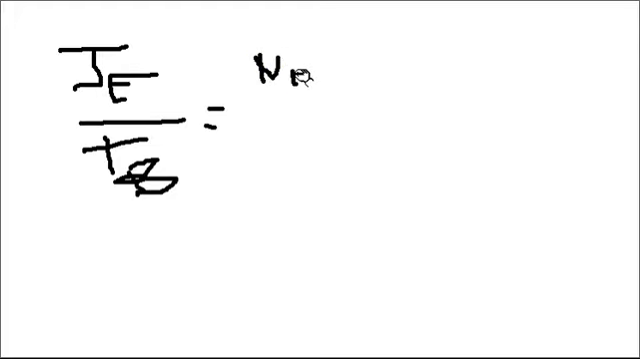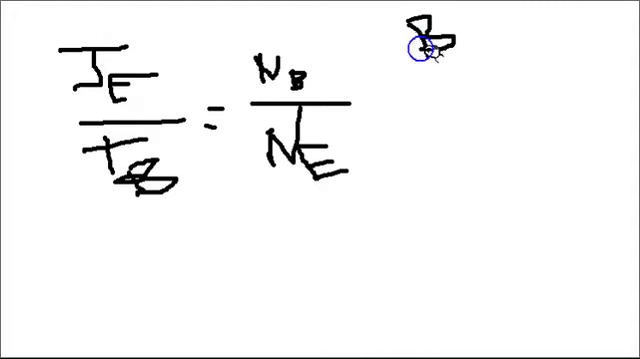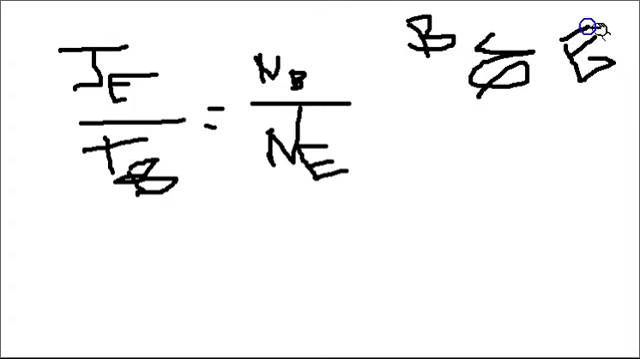TE by TB is equal to NB by NE. This is the formula when we consider gears B and E, and this is the formula we need to apply.